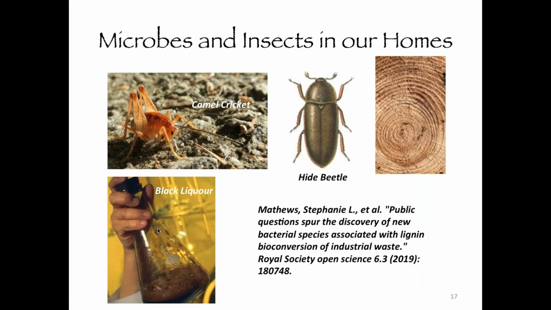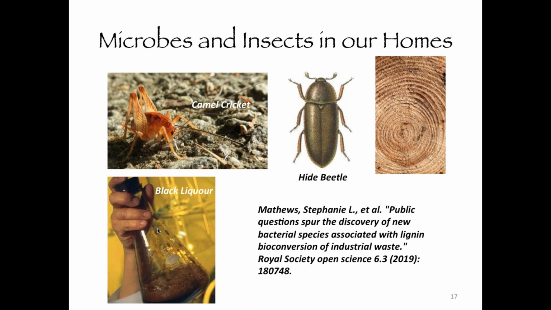Now, the last study that I was really influenced by in this book had to do with insects and how insects commonly found in homes could harbor unique microbes that help to digest hard-to-break-down compounds like plastics. So in a study conducted by Stephanie Mathews and collaborators, researchers set out to determine if camel crickets, which are an inhabitant in homes in the US, could harbor lignin-degrading microbes. Now, lignin is a molecule that makes up wood and paper products.